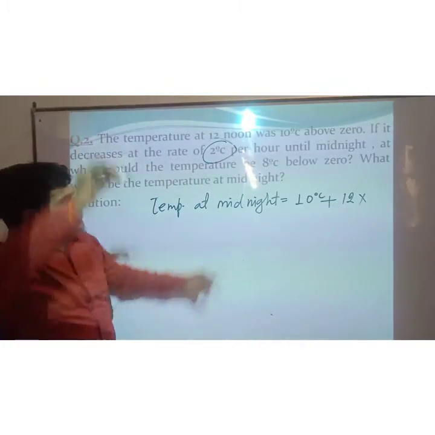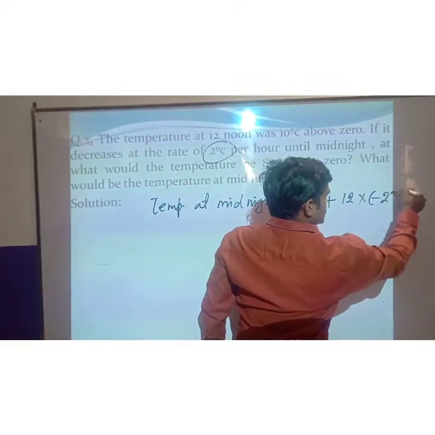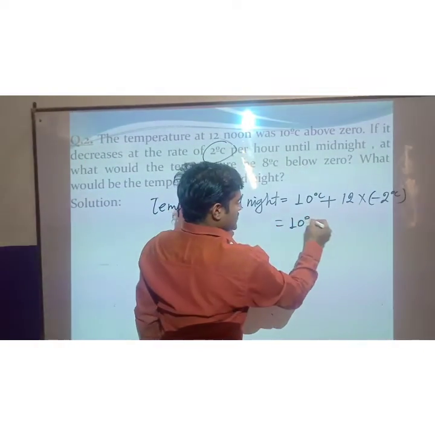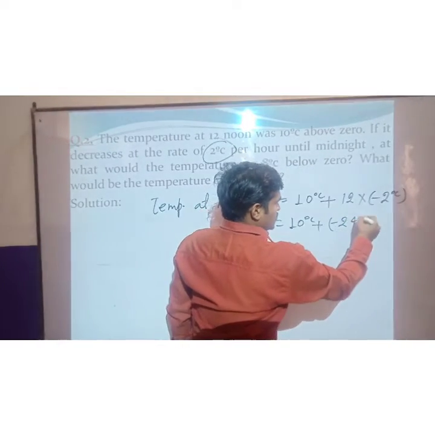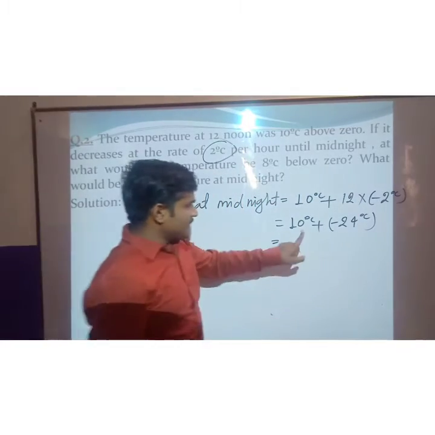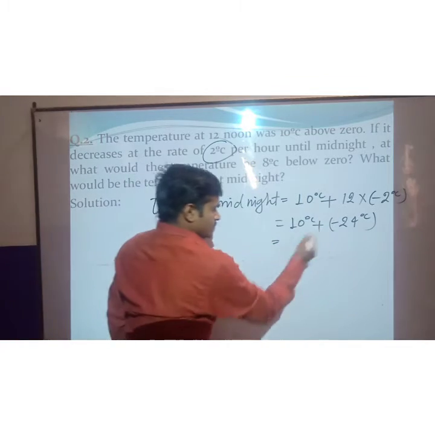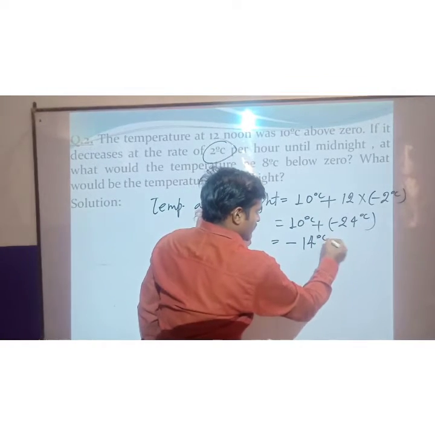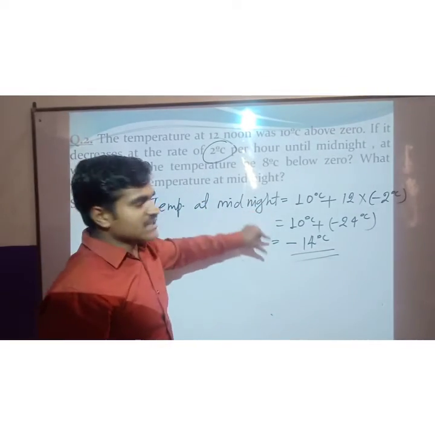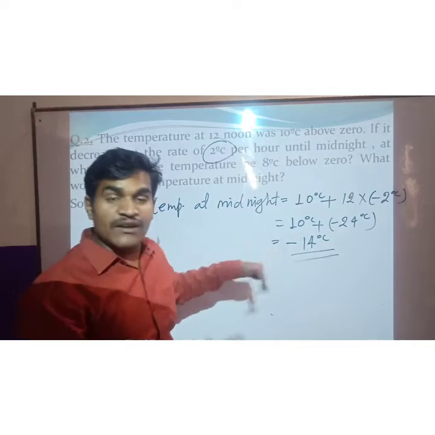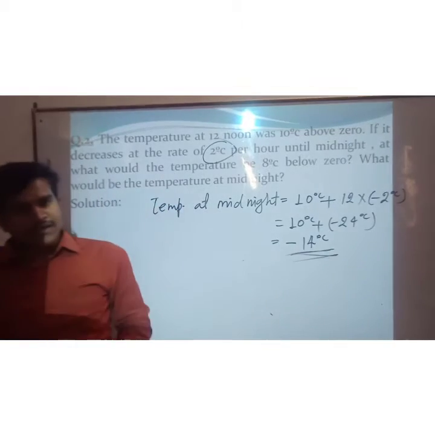The decreasing rate is minus 2 degrees Celsius. So it is equal to 10 degrees Celsius plus 12 times minus 2, which is minus 24 degrees Celsius. Okay, when we solve it, we get minus 14 degrees Celsius. It means the temperature at midnight, after 12 hours, is equal to minus 14 degrees Celsius.